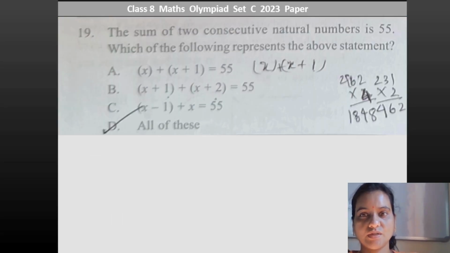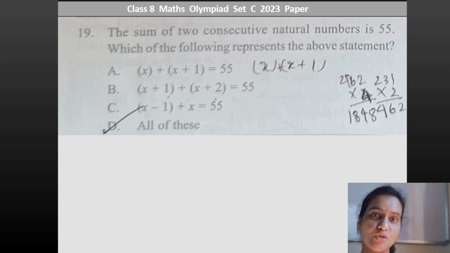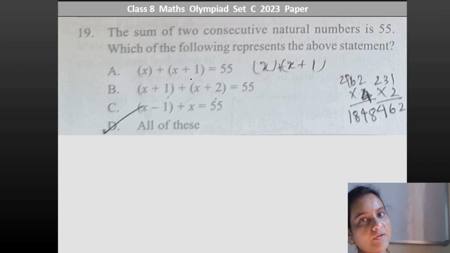Now let's do question number 19. The sum of two consecutive natural numbers is 55. Which of the following represents the above statement? So if one will be x, the other can be written as x plus 1. There is no issue with that. Their sum will be 55.